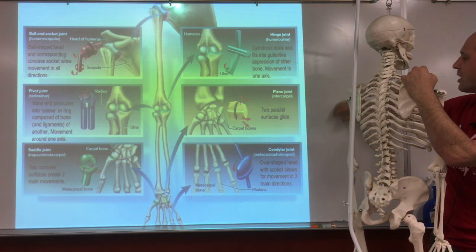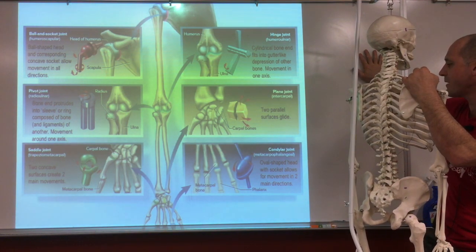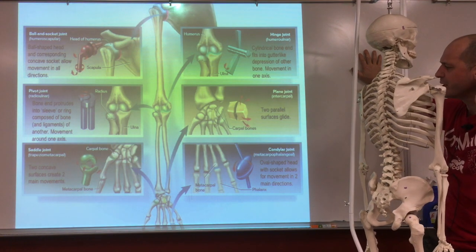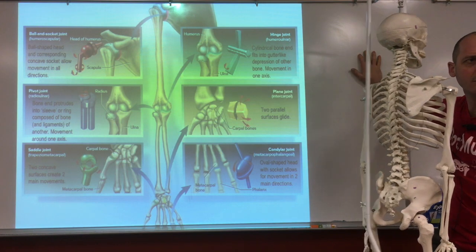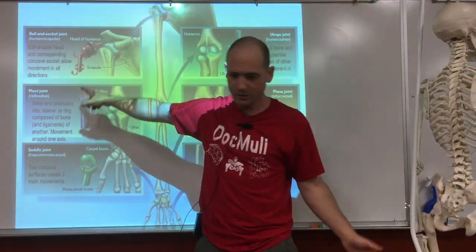And then the condylar, oval-shaped head socket allows movement in two main directions. That's kind of similar to ball and socket, it's just more shallow. So it's not as deep. The ball and socket is not as deep. It's more shallow.